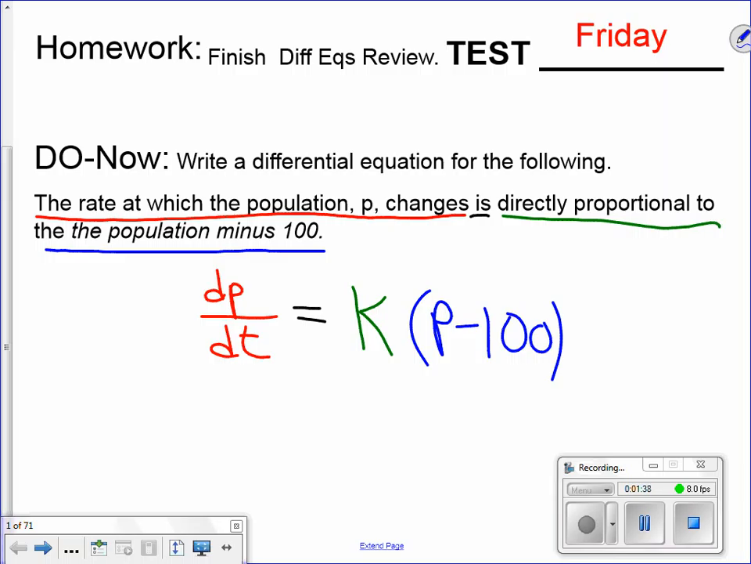So take a second. I tried to color code it so you can see how everything is translated. Because if you're given a word problem and they ask you to solve it, you can't start separating, integrating, or doing anything until you've translated it. So are there any questions for that?